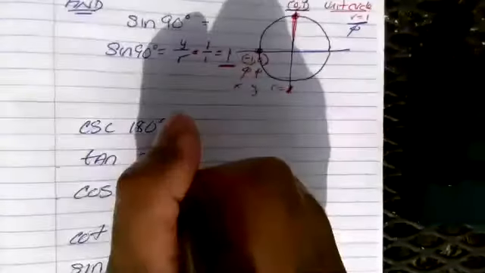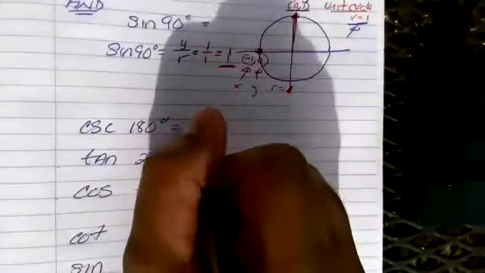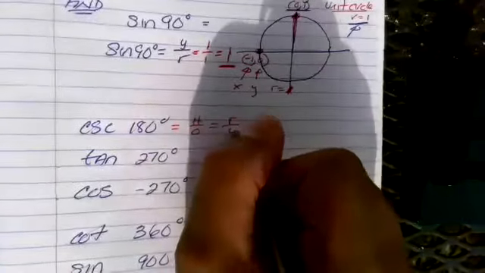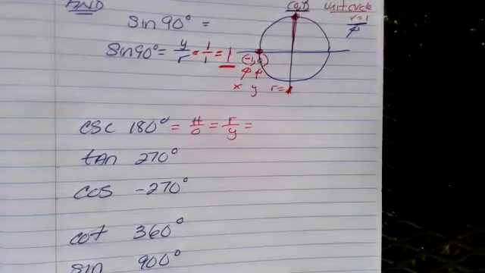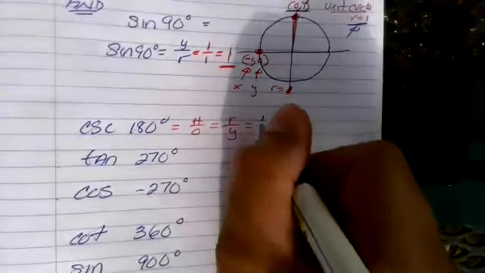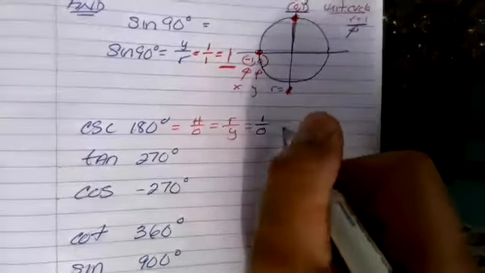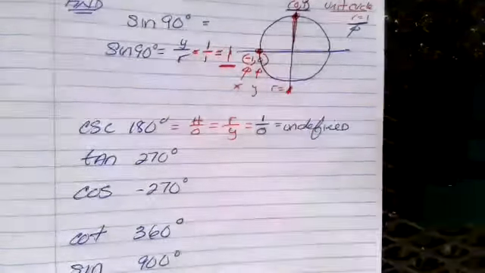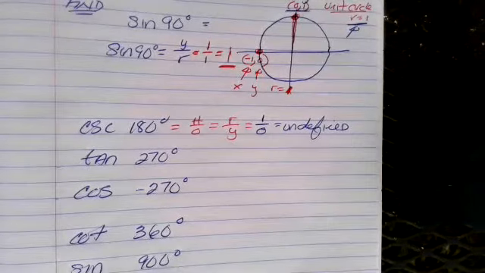And I know cosecant is the reciprocal of sine. Sine is opposite over hypotenuse, so this is hypotenuse over opposite, which is r over y. So r is my radius of 1, and y is 0. So in this case, the value is undefined. Cosecant of 180 is undefined.